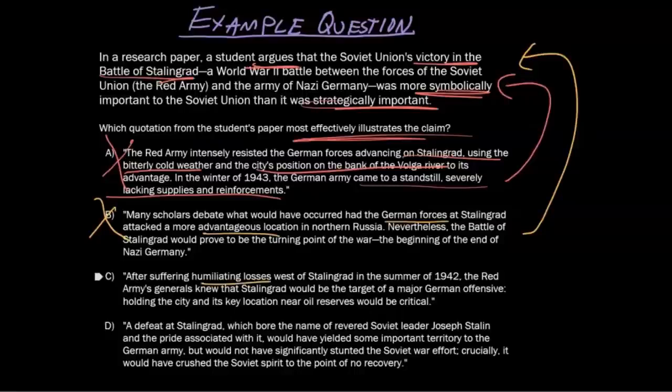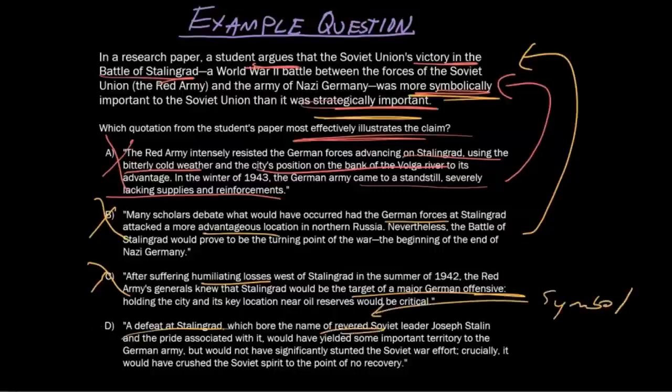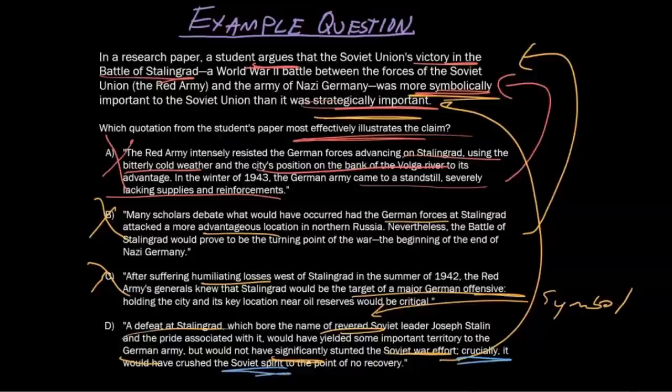After suffering humiliating losses west of Stalingrad, the Red Army's generals knew that Stalingrad would be the target of a major... Nope, I can already see here we're not talking about how important it was strategically, symbolically, whatnot. Now, a defeat at Stalingrad, which bore the name of revered Soviet leader, revered means that it's probably important. This is a symbol, right? Would have yielded some important territory, but would not have significantly stunted the war effort, which means it was not strategically important. There's our claim here. Crucially, though, it would have crushed the Soviet spirit if this had not happened, right? Again, symbolically here. So we see our answer is D. And now we're going to move on.